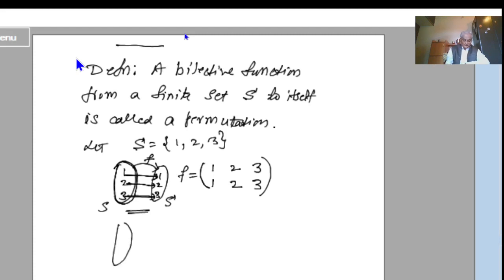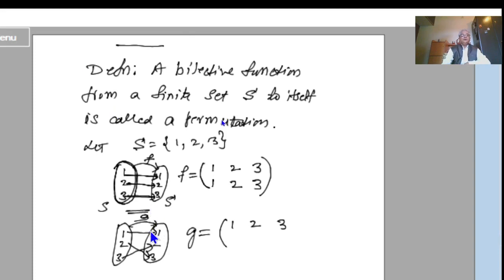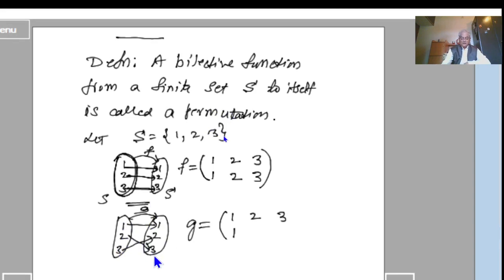One more permutation I can consider here. Say this is G: 1, 2, 3 and 1, 2, 3, where 1 goes to 1, 2 goes to 3, and 3 goes to 2. This permutation can be written as G equal to first row as it is, 1, 2, 3, then we write the images. 1 goes to 1, so I write 1 here. 2 goes to 3, I write 3 here. And 3 goes to 2. So this is our G.